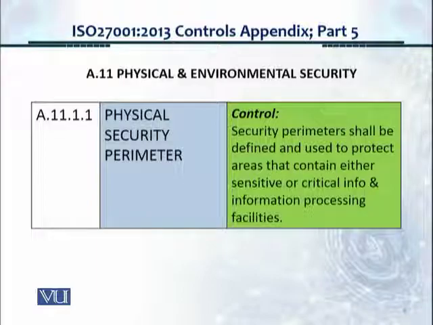Physical security perimeter. Security perimeters shall be defined and used to protect areas that contain either sensitive or critical information and information processing facilities. Usually, if the data center is on floor number 3 of the building, then that particular floor has a very strict access control mechanism, and you would have more controls like biometrics, a security guard, and security cameras and surveillance, for example. Access to that floor would be limited and controlled very strictly.